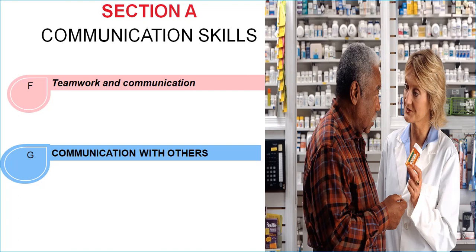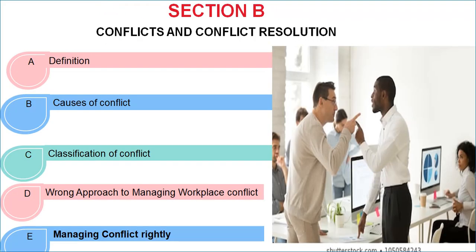We are not going to be sending assignments as we used to do. The quiz is simple and you get your marks readily. Then we also have section B, and section B talks about conflict and conflict resolution. As I've said earlier, conflicts are inevitable. A disagreement between you and your boss, between you and your patient, or between you and your colleague is inevitable. It's bound to happen.